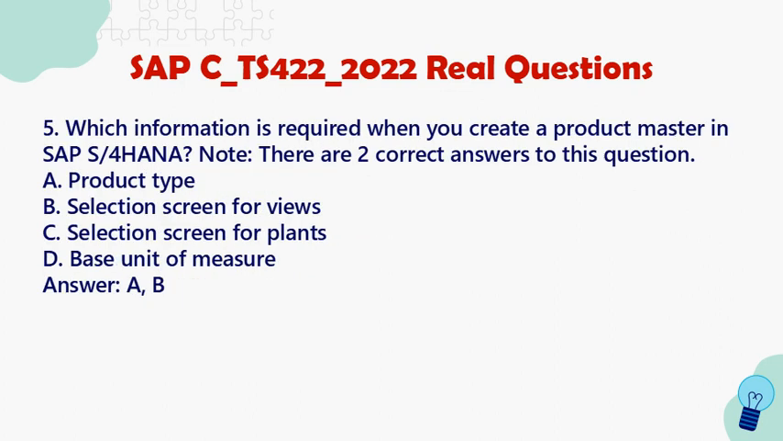5. Which information is required when you create a product master in SAP S/4HANA? Note: there are two correct answers to this question. A. Product type. B. Selection screen for views. C. Selection screen for plants. D. Base unit of measure. Answer: A, B.